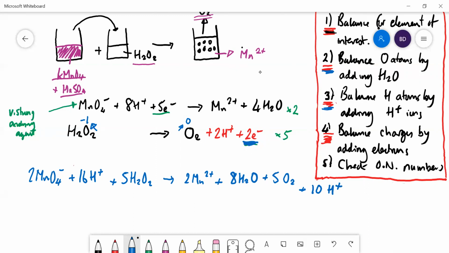So you can see we've got H pluses on both sides. We have got 10 there and 16 there. So we can get rid of these and change that 16 to a 6. So we've got 6 H plus there. And that is our balanced equation.